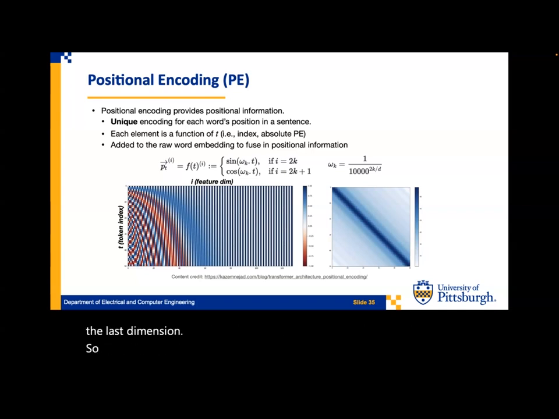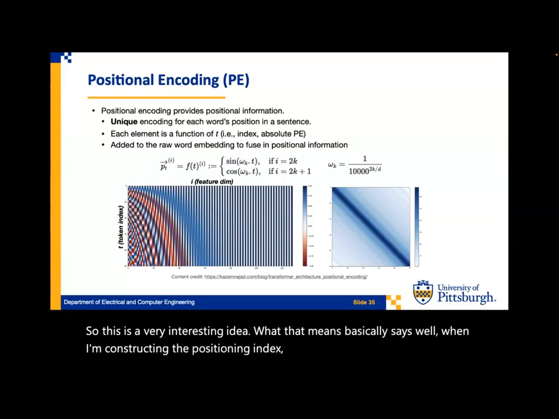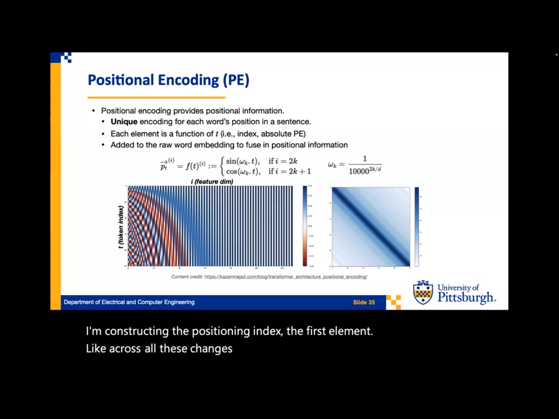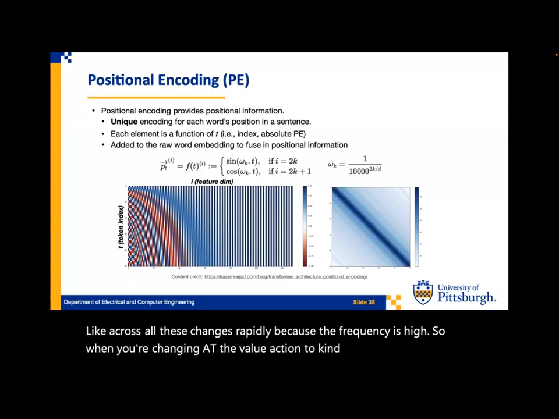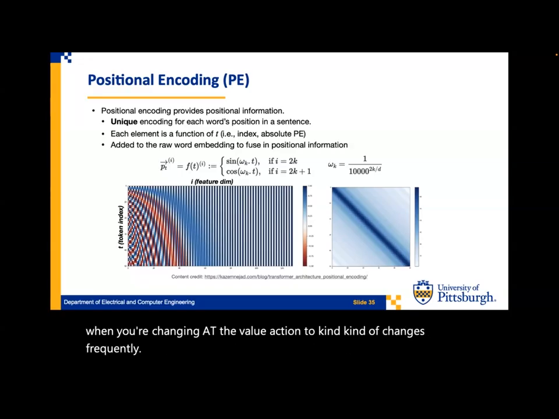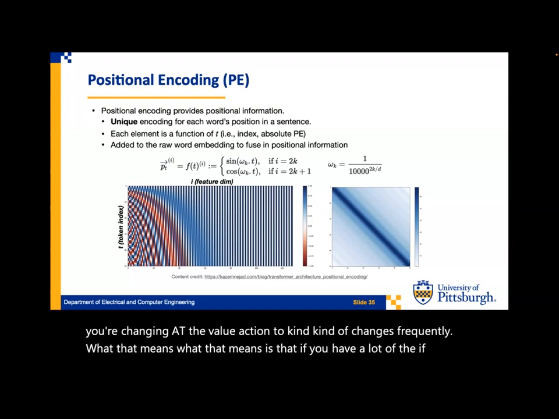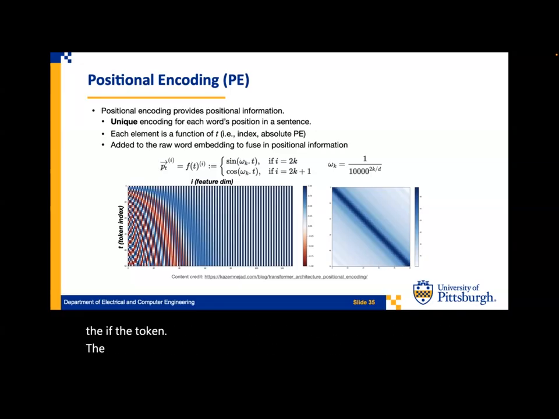So this is a very interesting idea. What that means is that when I'm constructing the positioning index, the first element changes rapidly across all these positions because the frequency is high. So when you are changing the t, the value changes frequently. What that means is that if the context is very big, what does that mean?